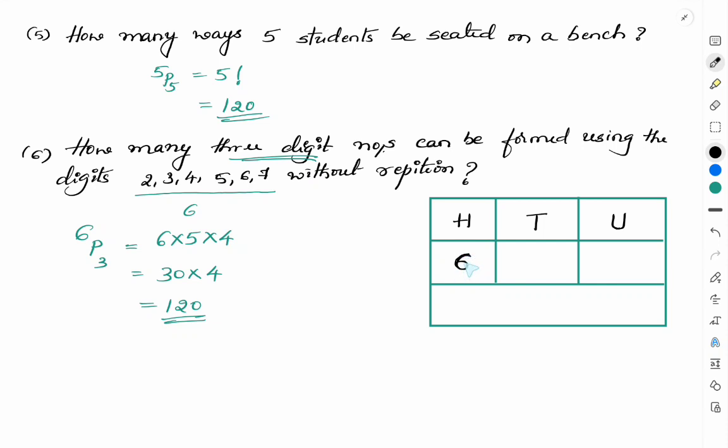So if one digit we have written for the hundreds place, then the tens place can be filled by the remaining 5 digits. And similarly, the units digit, we can form from the remaining 4. And so we have 6 into 5 into 4 different ways, which is nothing but 120 ways of forming 3 digit numbers from the given digits.